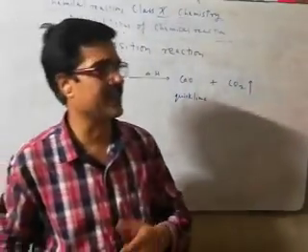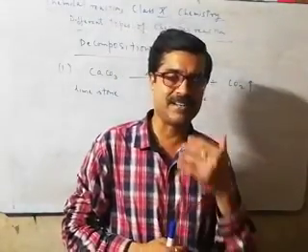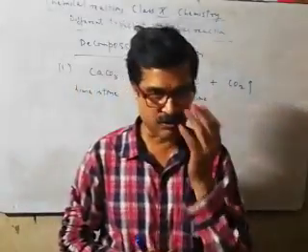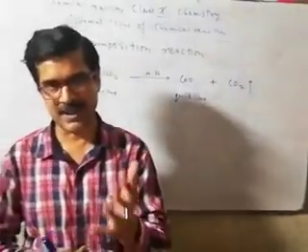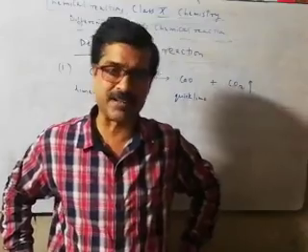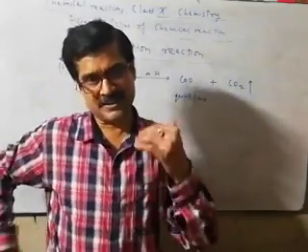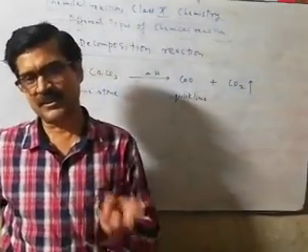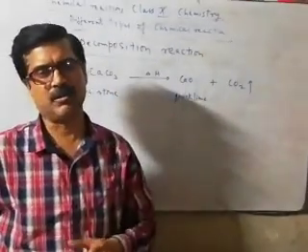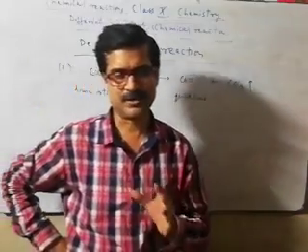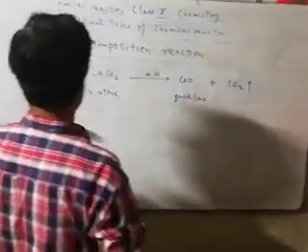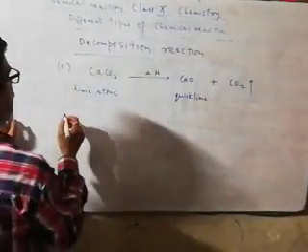Another decomposition reaction we can say is ferrous sulfate. When heated, we get ferric oxide plus SO2, sulfur dioxide, plus sulfur trioxide. Here there is a color change. Green color of ferrous sulfate. When the ferrous sulfate compound is heated, it is converted into the reddish brown color of ferric oxide, Fe2O3, plus sulfur dioxide and sulfur trioxide also we obtain. So let us write this reaction.